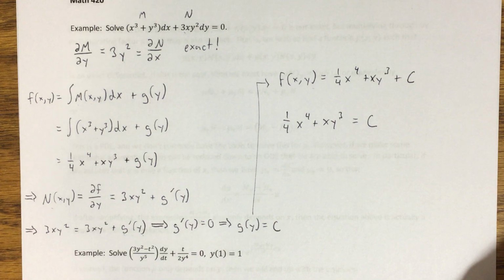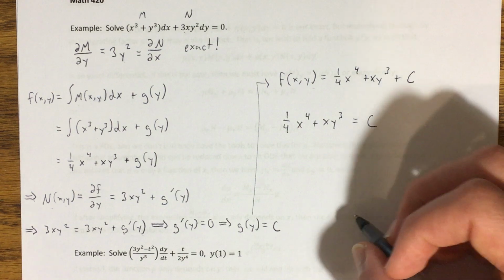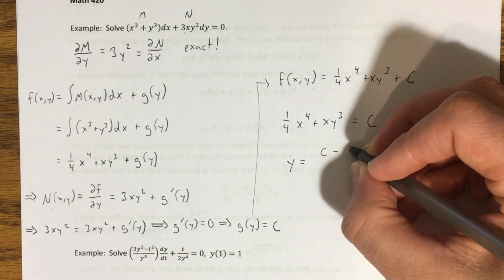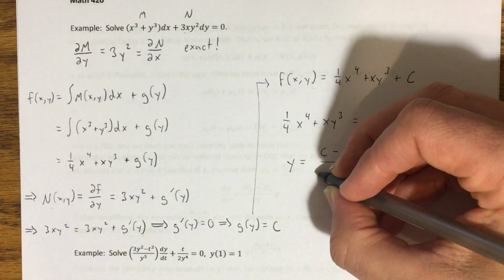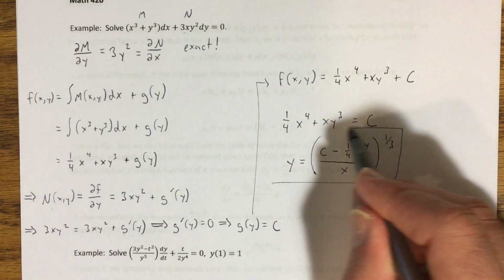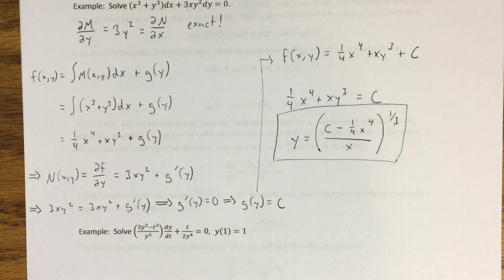Okay, and I can just call it done at that point, or if I prefer an explicit solution, I notice that this is one case where I actually can isolate the y. I would get y equals c minus 1/4 x to the 4th over x, and the whole thing I'm going to take a cube root of. So this would be an explicit solution. Either of these are acceptable unless I say, give me an explicit solution. But in most cases, if you can get an explicit solution, that's going to be the more preferable form.